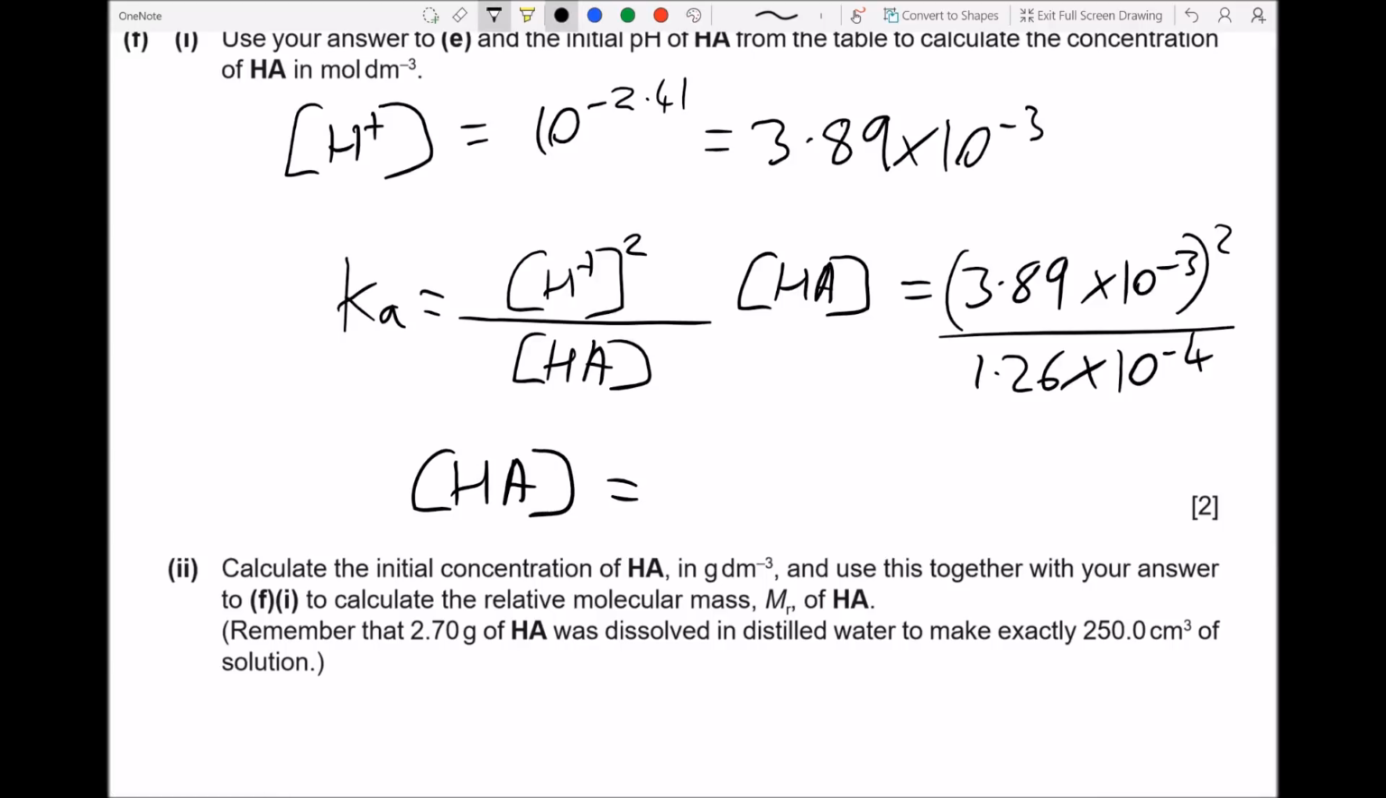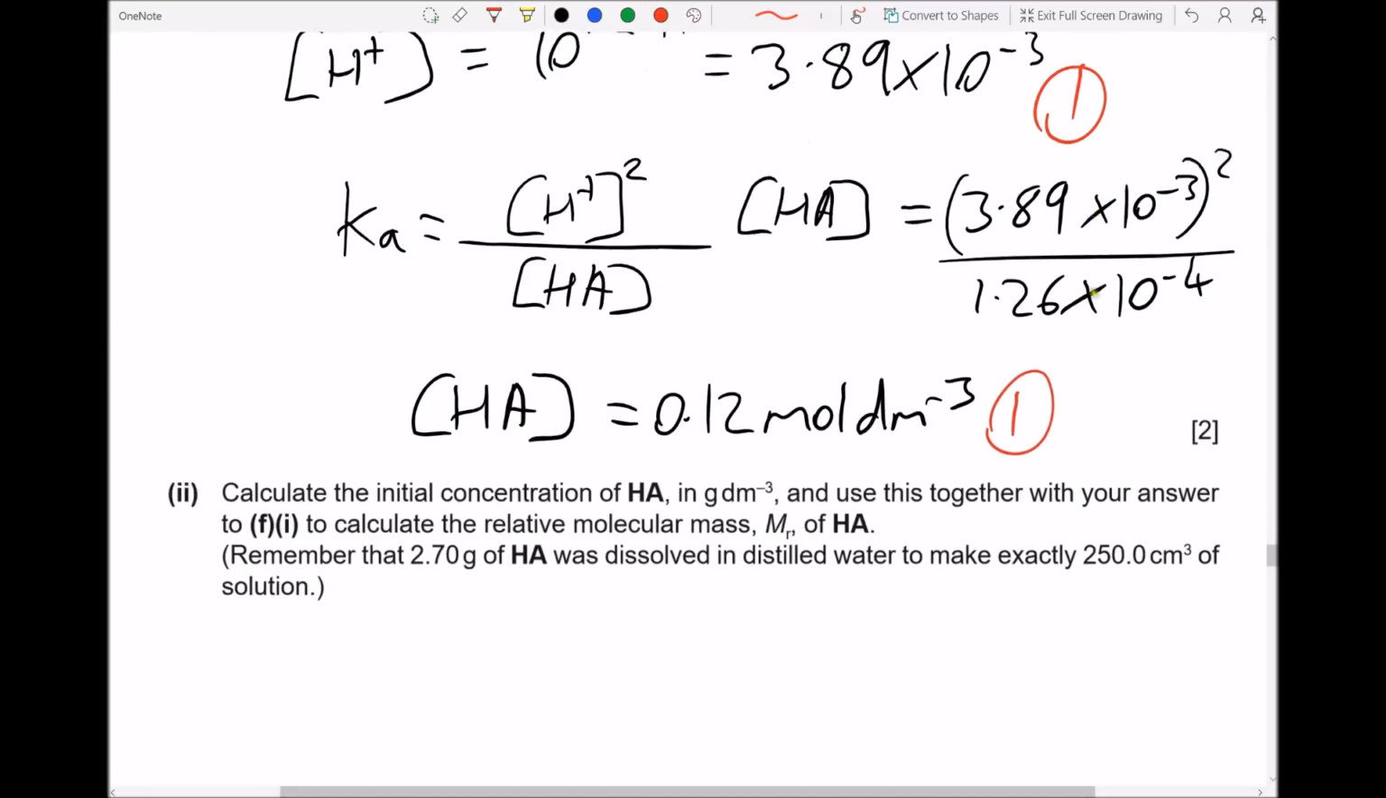And then if we put that into our calculator, 3.89 times 10 to the minus 3 squared, divide that by 1.26 times 10 to the minus 4, and we should get a value of 0.12 moles per dm cubed. Okay, so you get two marks for this. One for working out H plus, and then one for working out your HA.